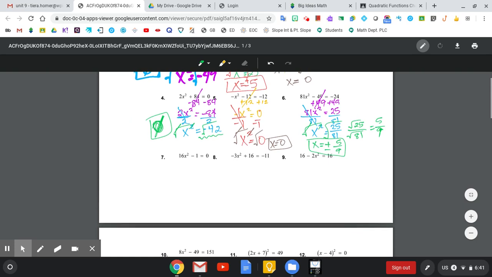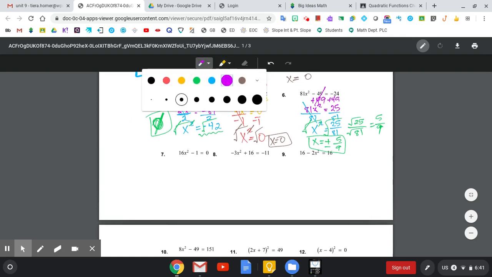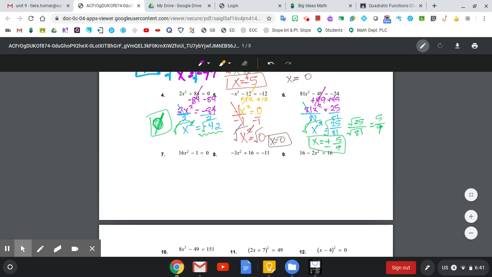Okay, let's look at number 7. Number 7, we have 16x squared minus 1 equals 0. So again, the first thing we're going to do is move our add or subtract. So I have a minus 1 here. So to move it, I'm going to add 1 to both sides of my equal sign. So I get 16x squared equals 1.